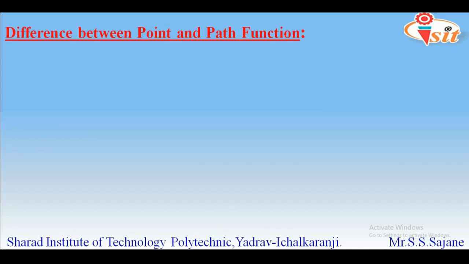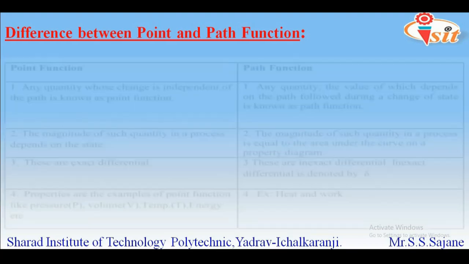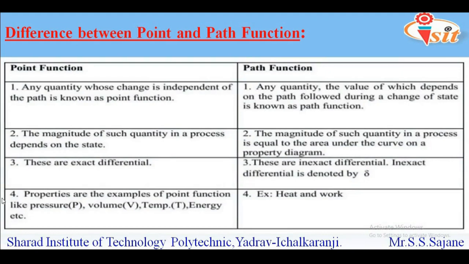Now we'll see what is the difference between point and path function. We will just have a summary of what we have studied in the previous two slides. So we can differentiate in 4 points. In case of point function, any quantity whose change is independent of the path, we call it as point function. Whereas any quantity whose change is dependent on the path followed during a change of state is called as path function.